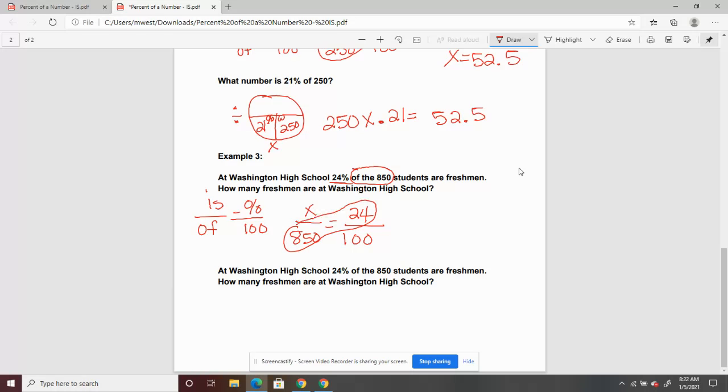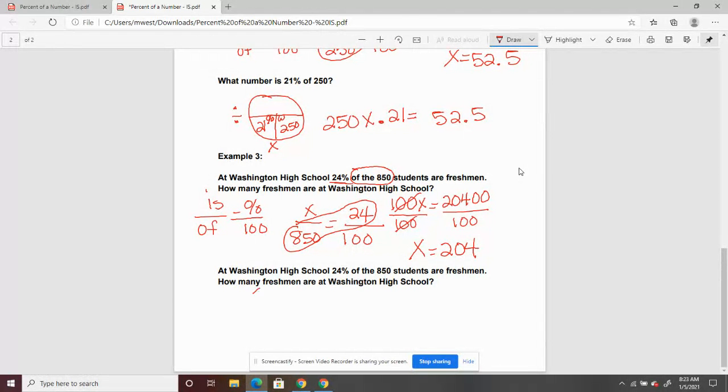Circle these two. So I have 100 times x is 100x, and 850 times 24 is 20,400. It's our job in a one-step equation to isolate the variable. So I'm going to divide by 100. 100 divided by 100 is 1. That leaves me with x. And 20,400 divided by 100 gives me 204.